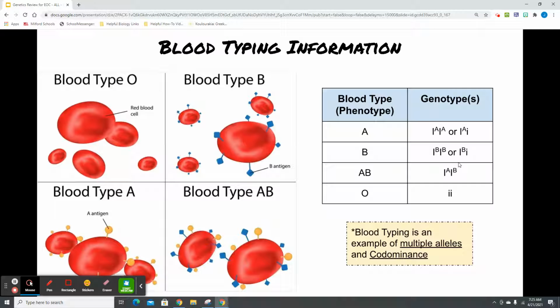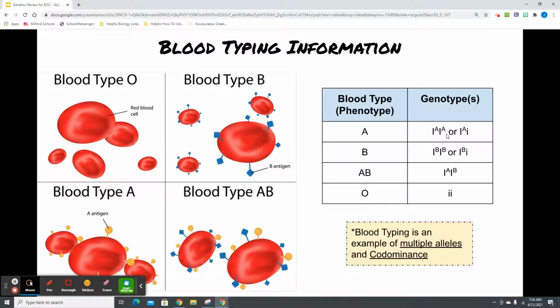All right. Other things we learned were about blood types. When we learned blood types, we learned that what's on the outside of the blood cell determines the type it is. Those are antigens on the outside. So the A type blood has the A antigen, the B type blood has the B antigen, AB blood has both, and O blood has none.